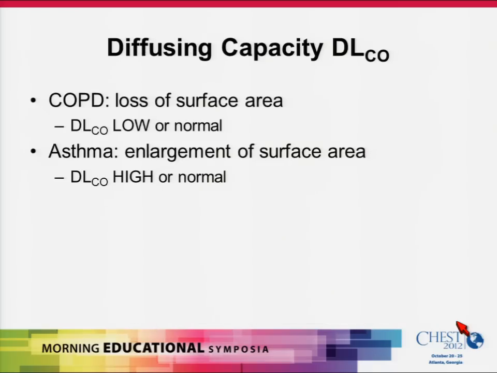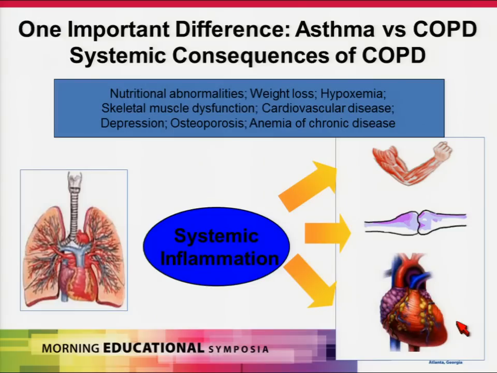But indeed, if you do have COPD, loss of surface area, the DLCO may be low, but of course it could be normal too. In asthma, on the other hand, you would not see a low DLCO. If anything, it may be high because of the increased diffusing surface as lung hyperinflation occurs. One important difference is this. Indeed, asthma versus COPD, there are a number of systemic consequences in COPD, the osteoporosis, the muscle wasting, and so forth. And certainly, this has not been described in asthma.